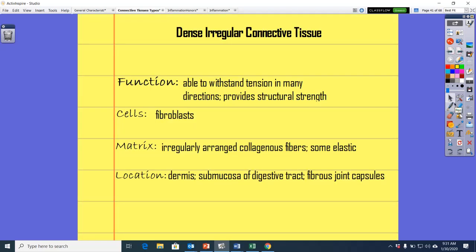All right, so that's the first 5 connective tissues. We're going to stop here, and then I'm going to do a separate video for the second 5 connective tissues.